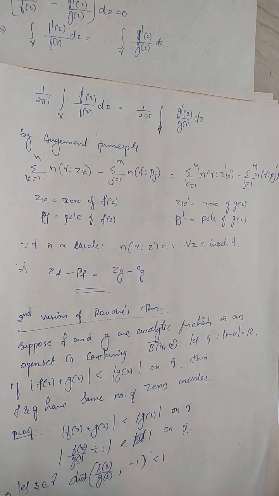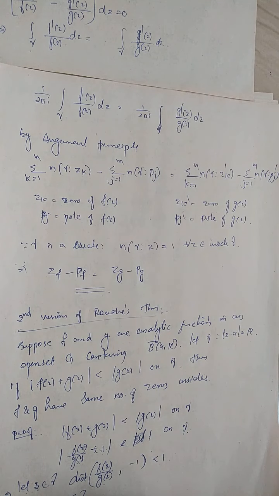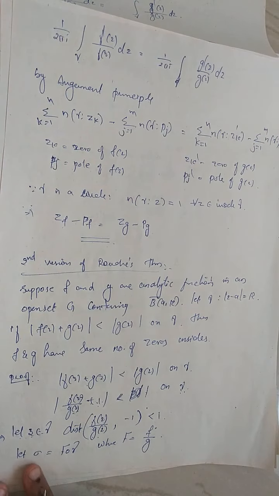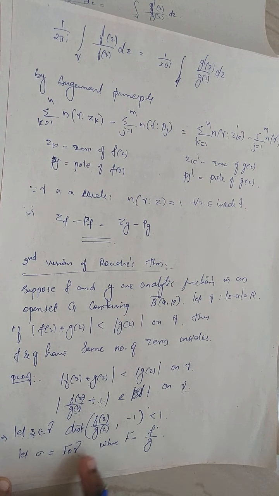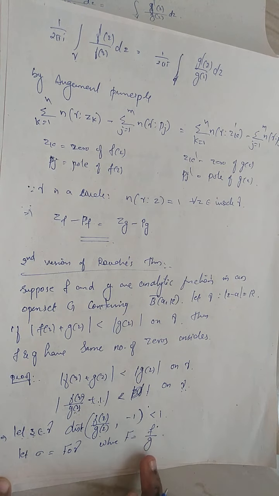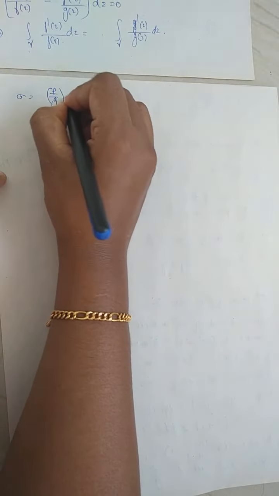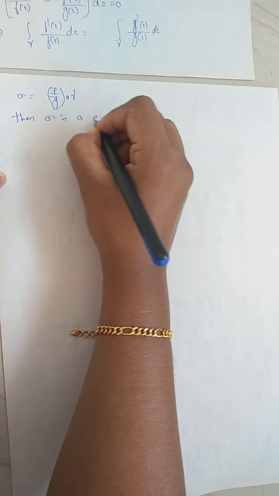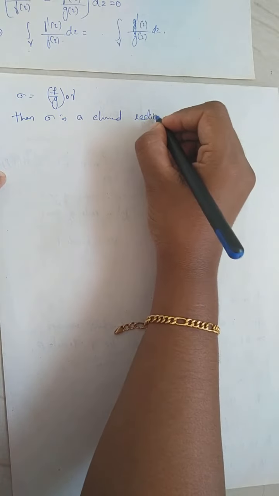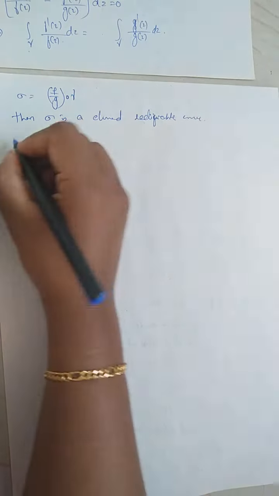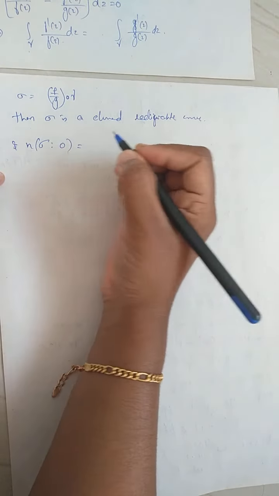Now let sigma equal F composition gamma, where this capital F is defined by f(z) by g(z), f by g. Since gamma is a curve and F is the function f by g, sigma will be a closed rectifiable curve. And what is n(sigma, 0), the winding number about the center point 0?